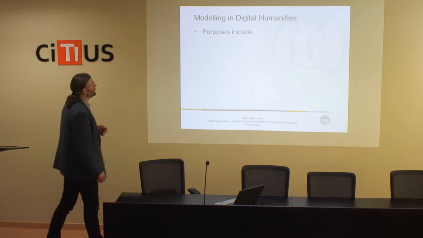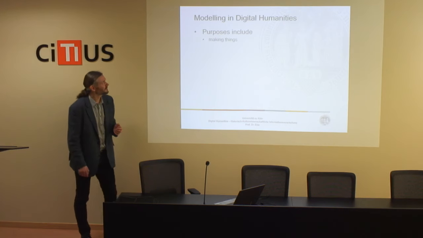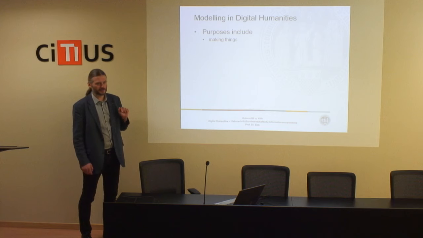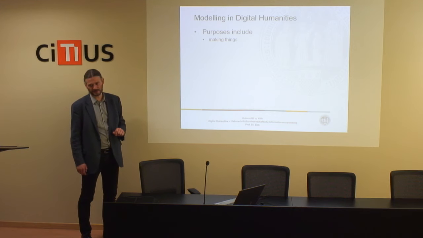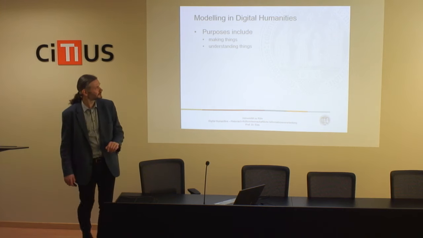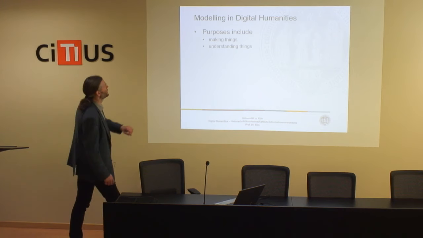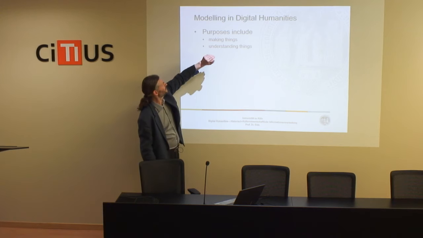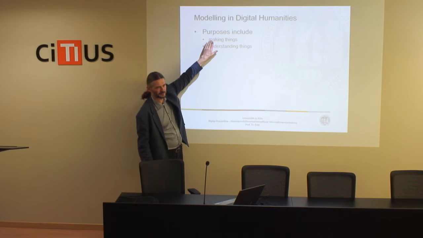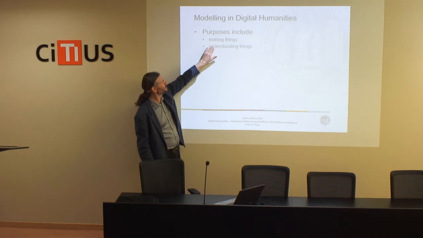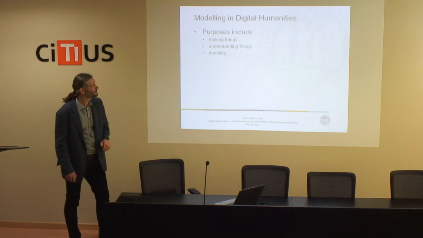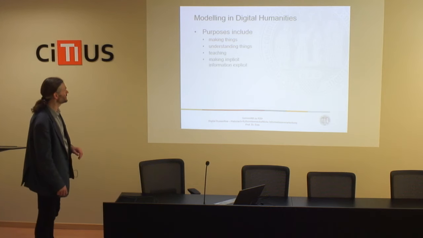So if we see how we use these things in digital humanities, one of the uses of modeling is, of course, to make things. And this is fairly close to what is often done in computer science. You create a model so that you can create an implementation. But we also do it to understand things. And I'm not saying that these are disconnected. The point is, this is the purpose. When we make something, of course, we have to understand it and understand what we are replicating and everything. But sometimes the purpose is understanding. And the purpose can also be teaching.